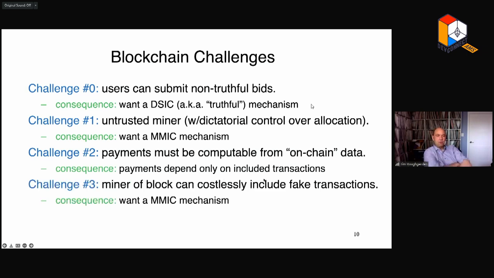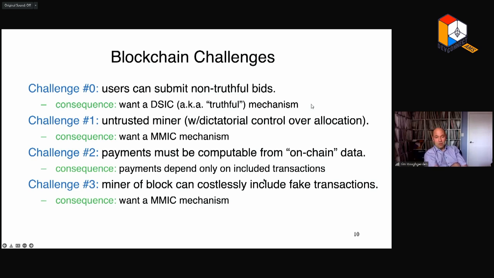So the third challenge is sort of another aspect of the first one. In addition to block producers being able to choose who gets included and who gets excluded, they can also, for example, fabricate their own transactions and include them in the block. For things like MEV, we've seen lots of examples of why miners might do that.